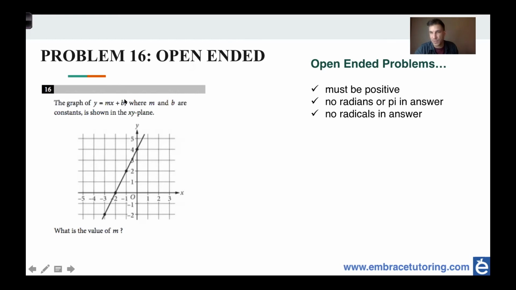Your y equals mx plus b being your linear line, and they're giving you the graph. Whenever they're giving you the graph, they're expecting you to do rise over run to solve for the slope. That's usually the fastest way.